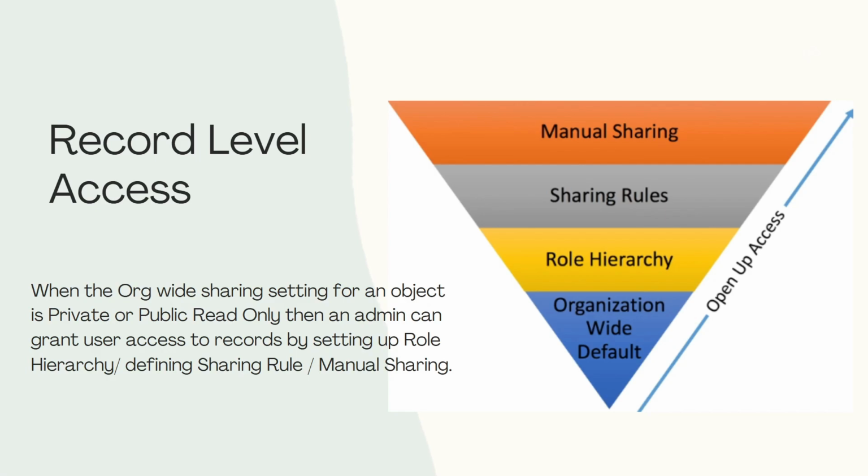In the previous slide, we understood that the two most restricted levels of OWD setting are private and public read only. So what if an object is defined as private or public read only? How can those records be accessible by other users who are not the owner of that particular record? When the sharing setting for an object is private or public read only, then an admin can grant users access to those records by defining a sharing rule or by manual sharing.